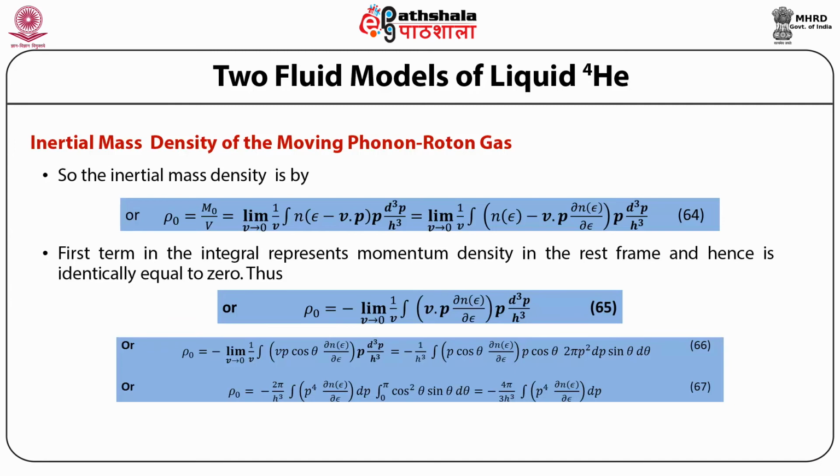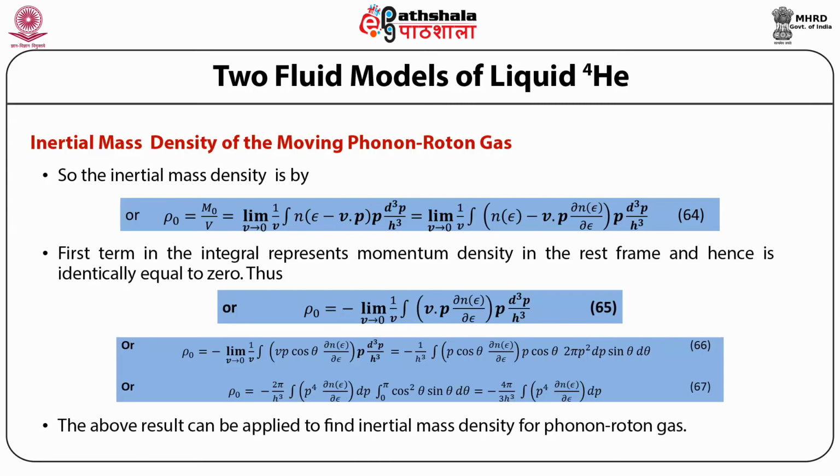minus 1 upon h cube integral of p cos theta partial n(epsilon) upon partial epsilon p cos theta 2 pi p square dp sin theta d theta, or rho naught is equal to minus 2 pi upon h cube integral of p raised to power 4 partial derivative of n with respect to epsilon dp multiplied by integral from 0 to pi cos square theta sin theta d theta is equal to minus 4 pi upon 3 h cube integral of p raised to power 4 partial derivative of n(epsilon) with respect to epsilon dp.